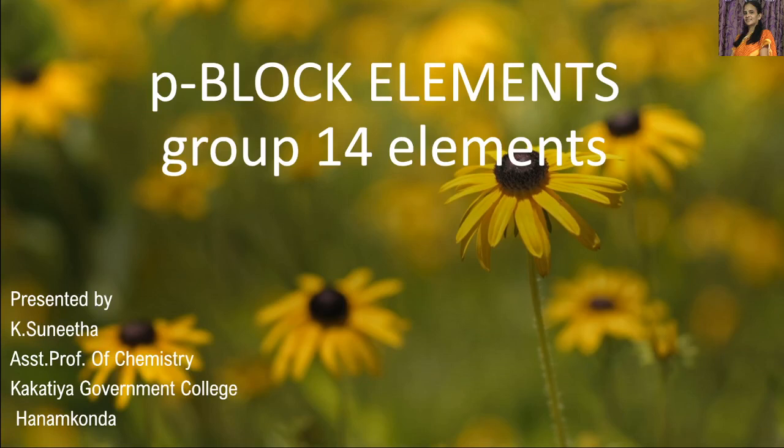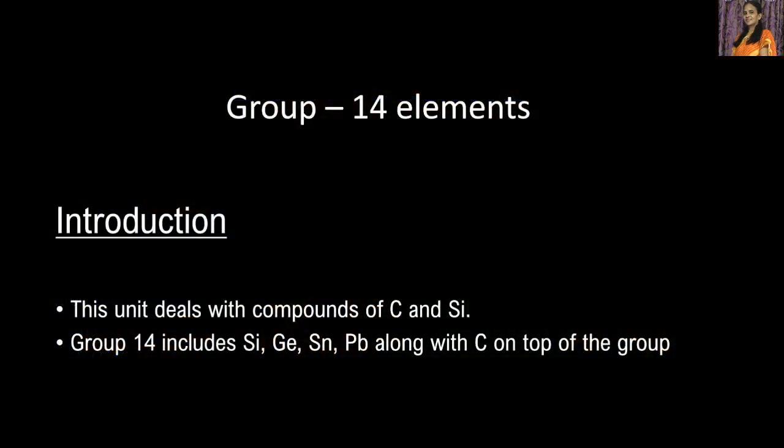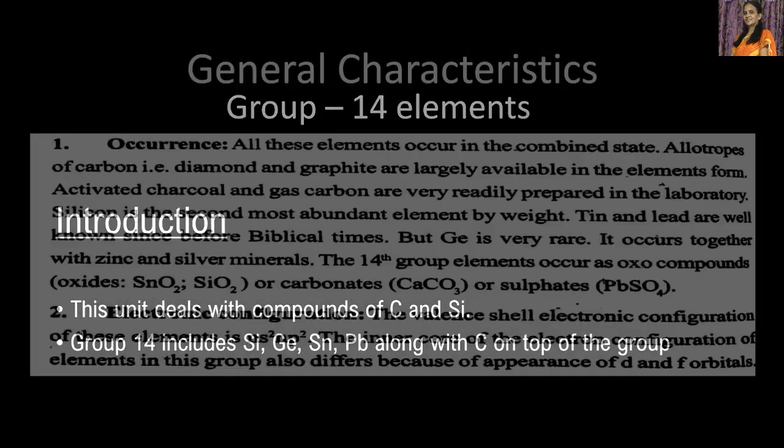Today we are going to talk about group 14 elements. This group has the elements carbon, silicon, germanium, tin, and lead. Here in this group we are going to discuss mainly the first two elements, that is carbon and silicon. So the chemistry of carbon and silicon is what we are going to discuss in group 14 elements.